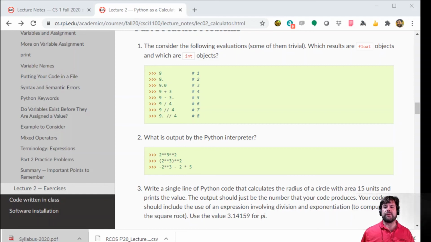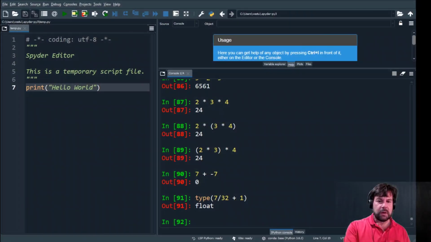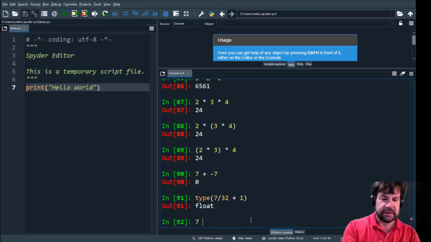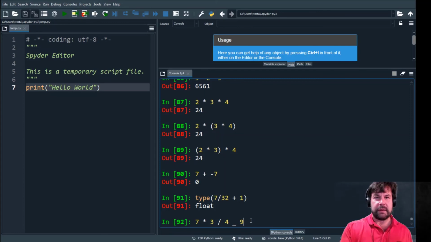So the left to right refers to evaluating the expression. They have equal precedence, and what you would do is, if we have 7 times 3 / 4 minus 9, that's not a 7, that's an ampersand, and that's not a minus either.